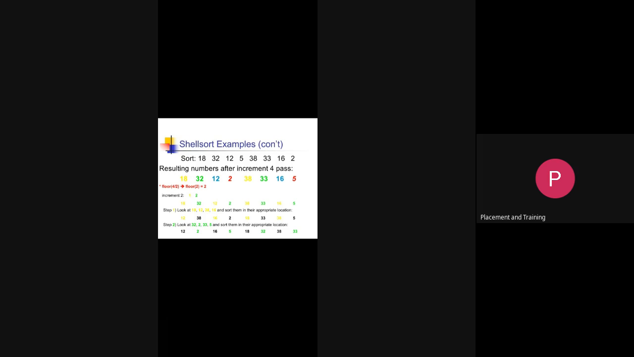So the initial gap was calculated as n divided by 2. The next level was that value divided by 2. So what is my latest gap value? My latest gap value is 2. And now I have to again divide by 2. So again, what is my value? 2 divided by 2 is going to be 1. So again, I'm going to compare my adjacent values, indirectly arranging everything in ascending order. So this is all about my shell sort.